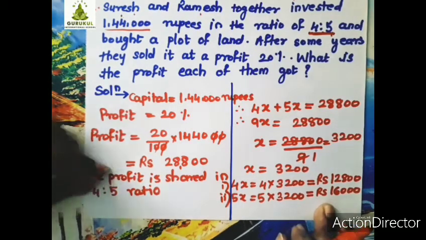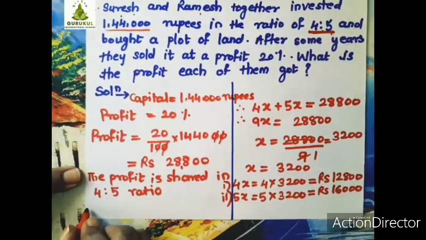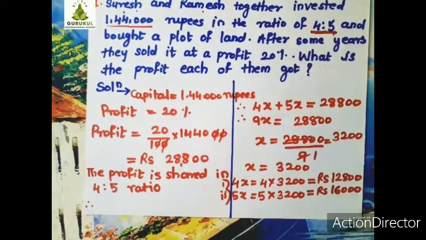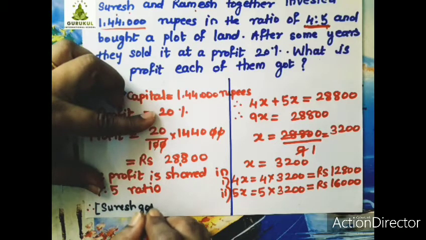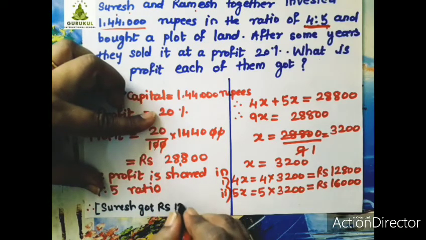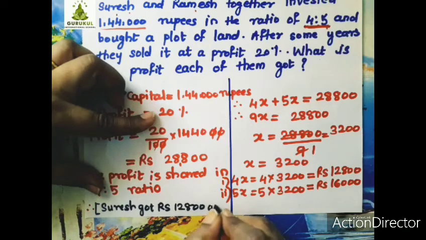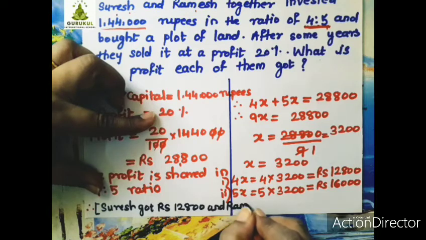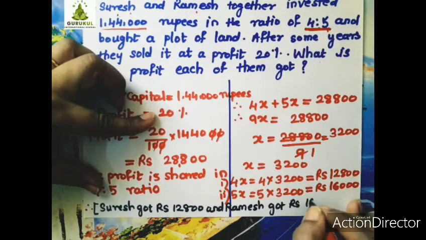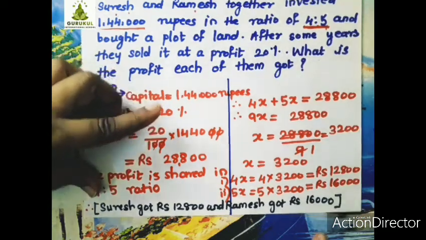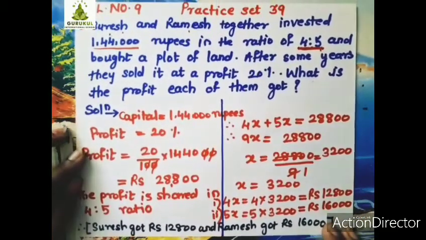So final statement we have to write down. Therefore, I am writing it here. Final statement. I will write it with the other pen so that you will not get confused. Therefore, Suresh got how much? Rupees 12,800 and Ramesh got rupees 16,000. So this is how you have to find out the sums of the partnership.